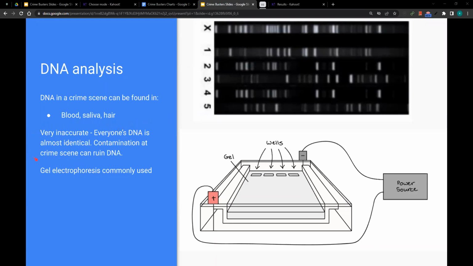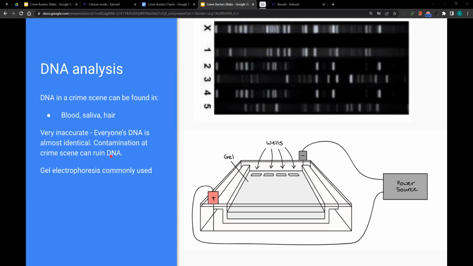Unfortunately, DNA analysis is quite inaccurate. You probably know of the statistic that everyone's DNA is 99.99% similar. So it's really hard to find out the differences between two different people's DNA.